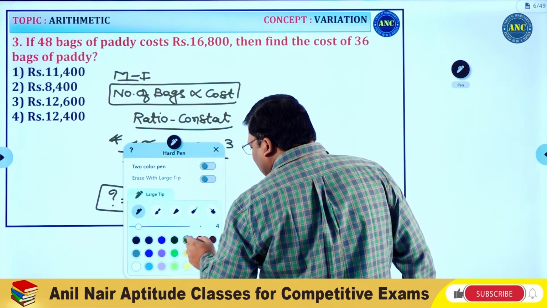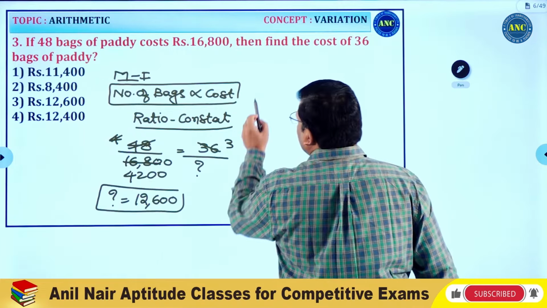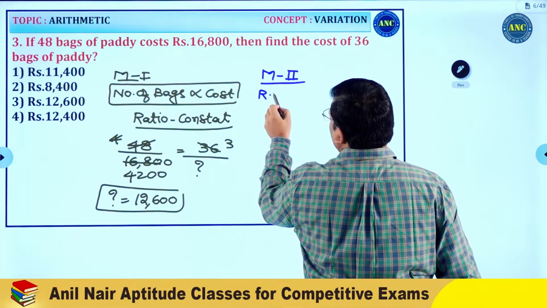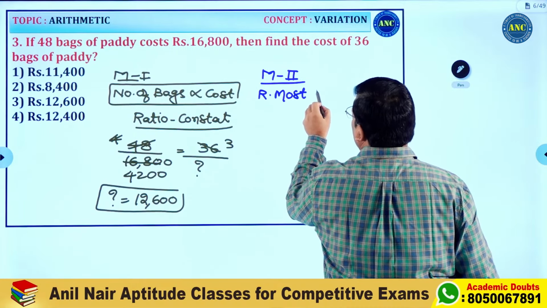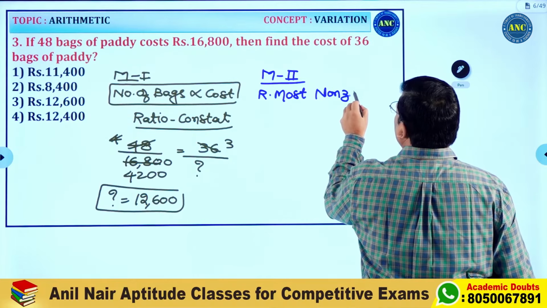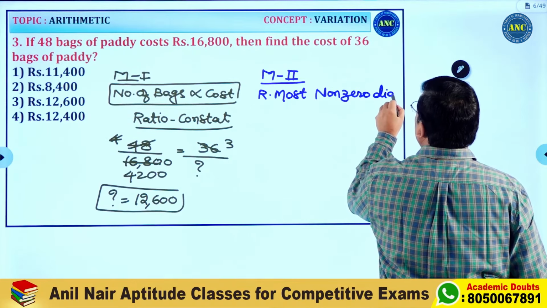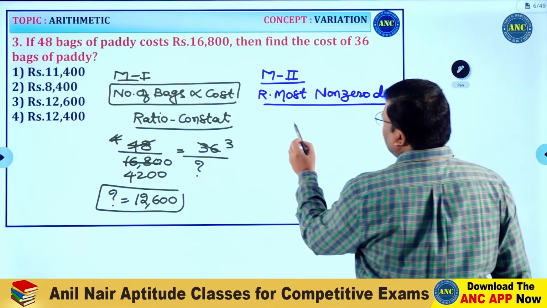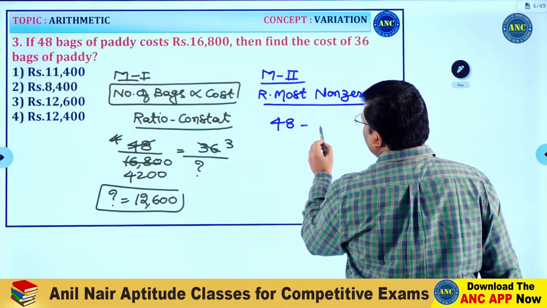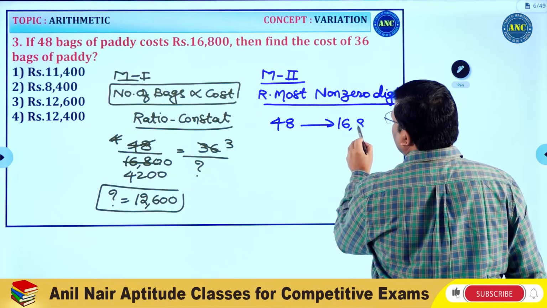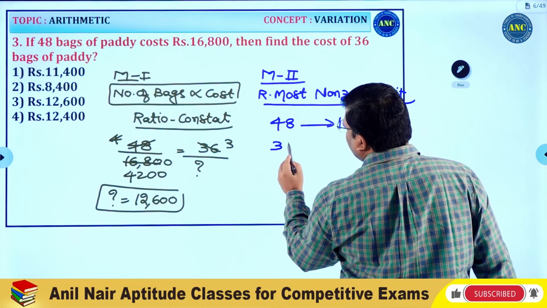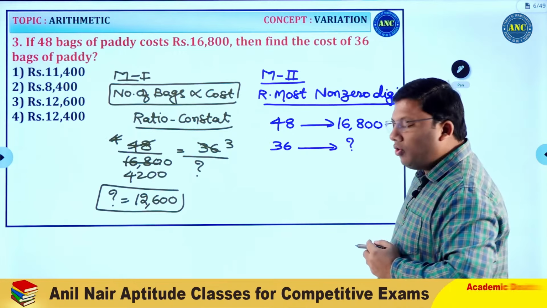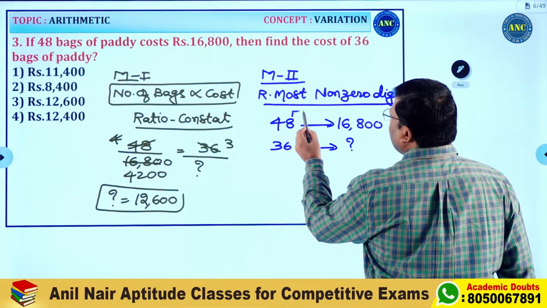Instead of doing this, you can use the most powerful concept, that is the rightmost non-zero digit. Method 2. Rightmost non-zero digit. What is this? 48 bags of paddy cost 16,800. 36 bags of paddy will cost how much? This is the question, right? Whatever is given, only attack the rightmost non-zero digit.